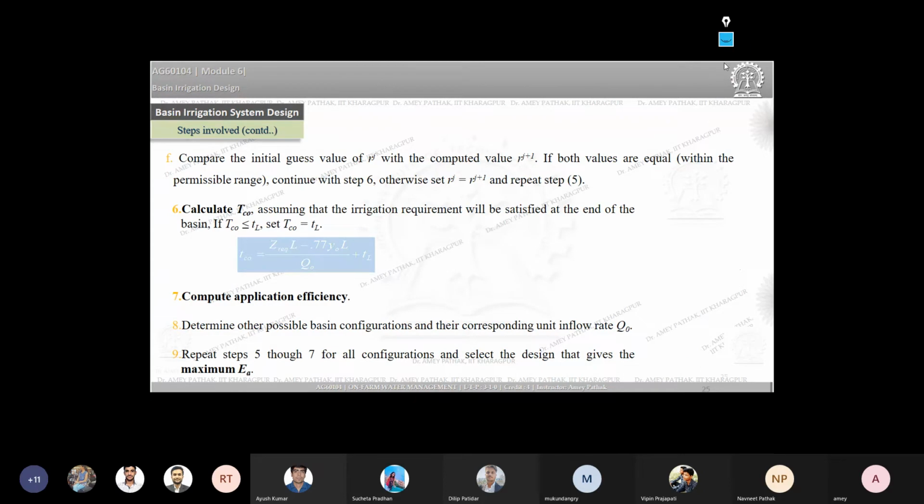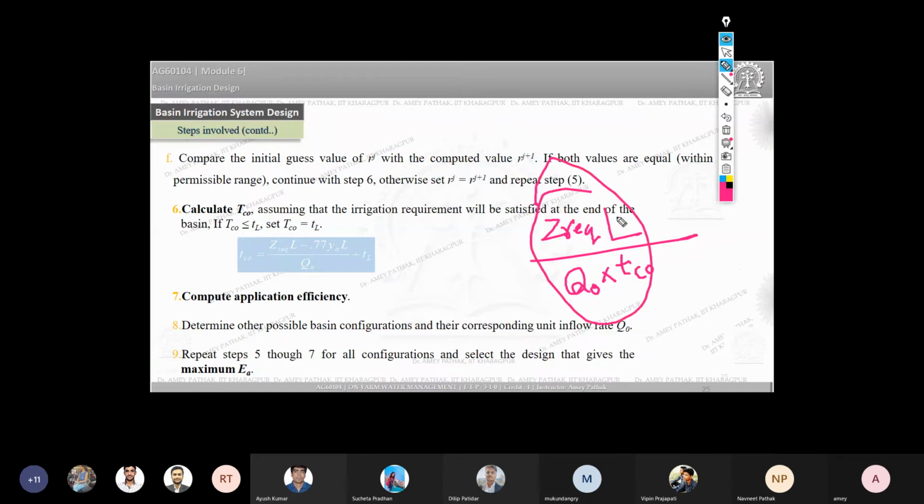After that, we have to calculate the time of cutoff. So for time of cutoff, again, we have seen this expression: time of advance plus this tau requirement. Once that is there, again we have to calculate the computational efficiency. Computational efficiency we can calculate like this, divided by your Q naught into time of cutoff. This kind of expression we have seen before. So using that we can calculate the application efficiency.